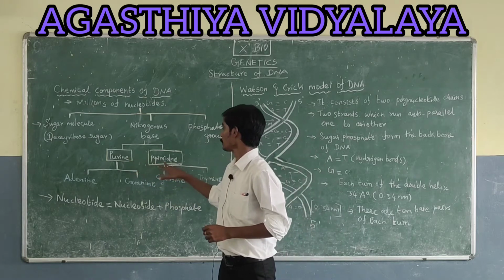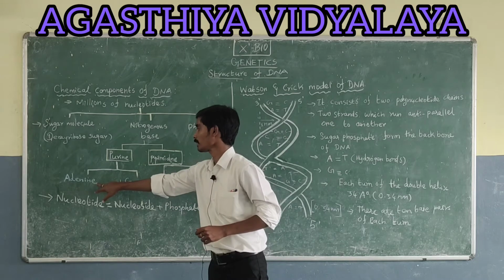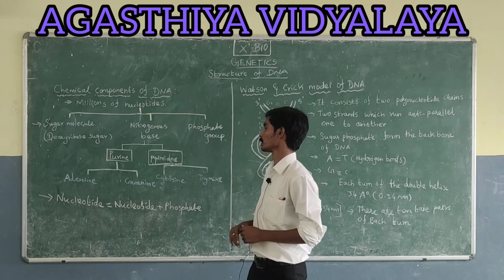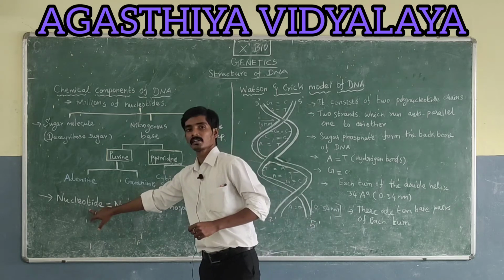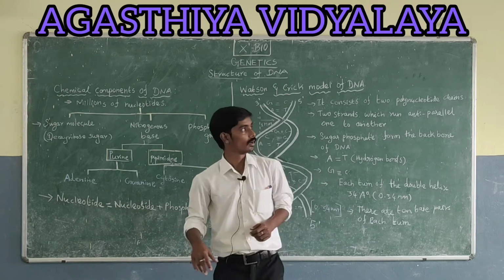The purines and pyrimidines are divided into some important bases. Purine has adenine and guanine, and pyrimidine has cytosine and thymine. And also, a nucleotide is the formation of a nucleoside plus phosphate.